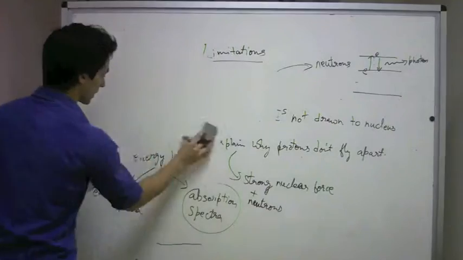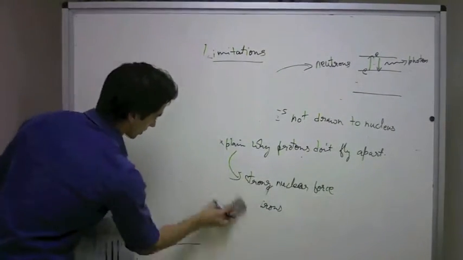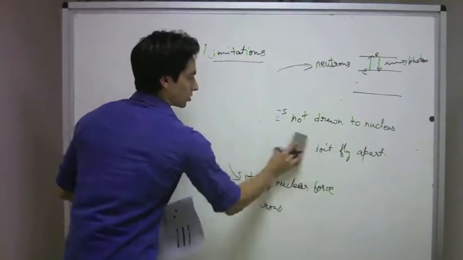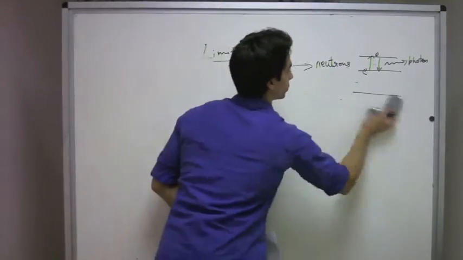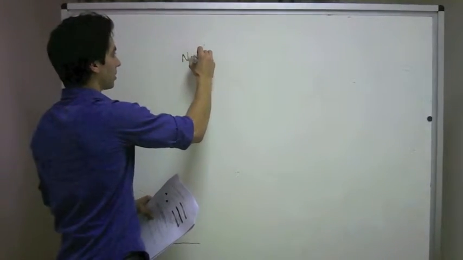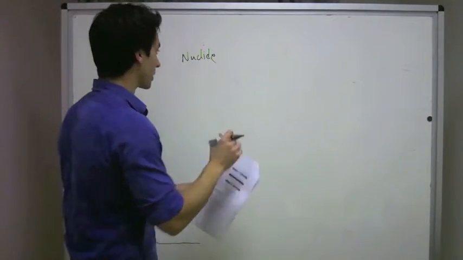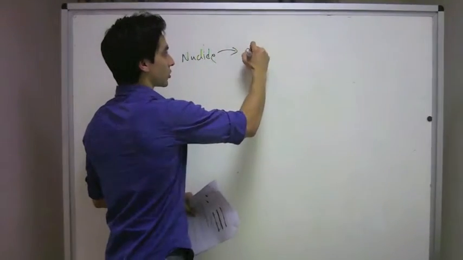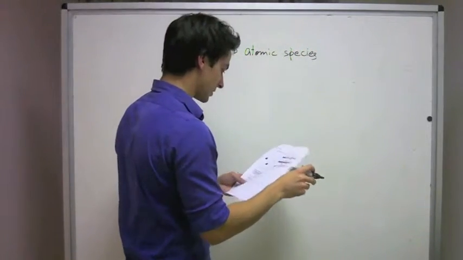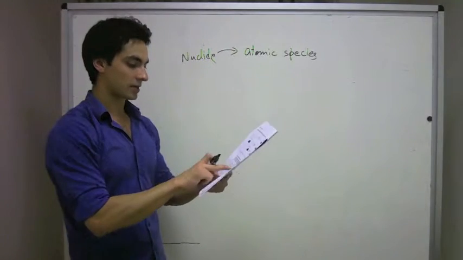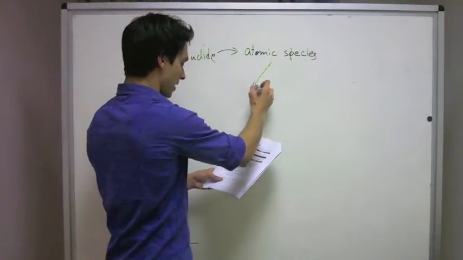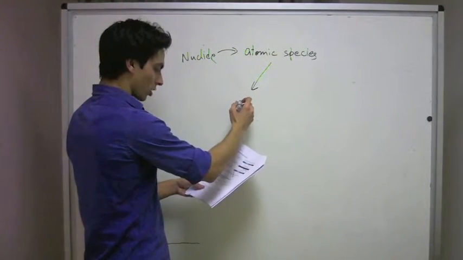The first thing that you need to know, and it's probably not in the notes, is the definition of a nuclide. Okay. So let me just show you. Firstly, the definition of a nuclide. This is not mentioned in the notes, but a nuclide is defined as an atomic species that can be represented or characterized by its proton number.